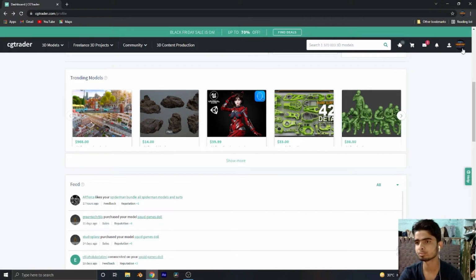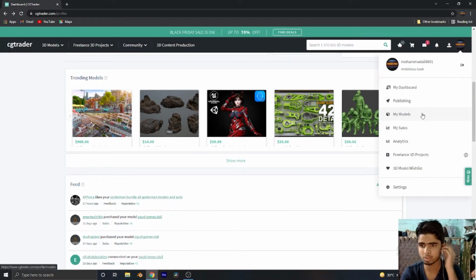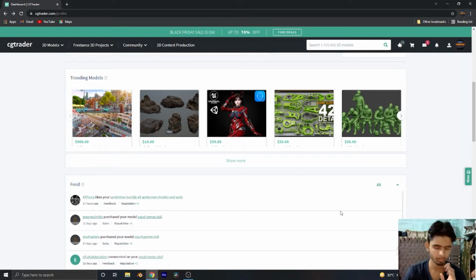So look at this. This is my panel, dashboard, my models, my sales, and many more things CG Trader provides me. The most important thing is the payment information. In CG Trader you can use 2 or 3 payment platforms, like PayPal, Payoneer, Stripe, WebMoney, and Wire Transfer. You can use these 3 or 4 platforms to transfer your money to your bank account.